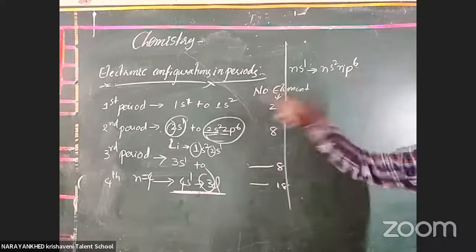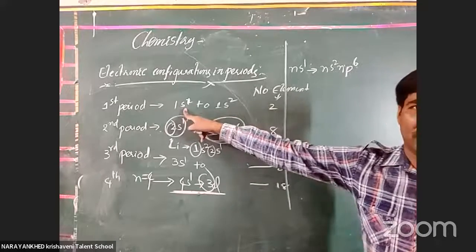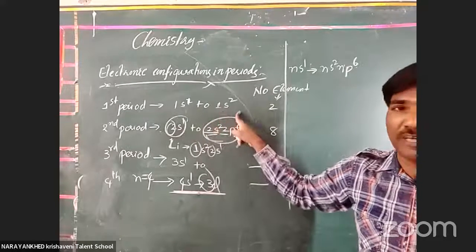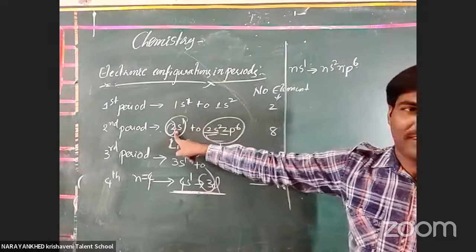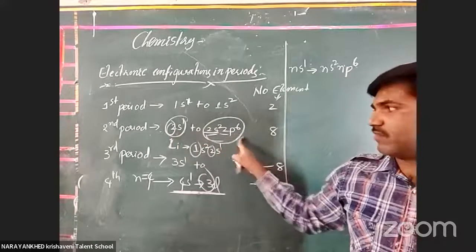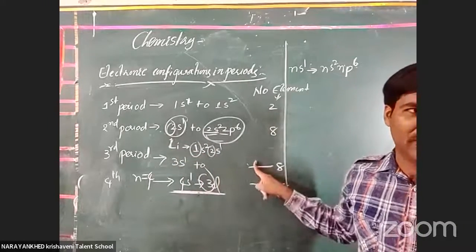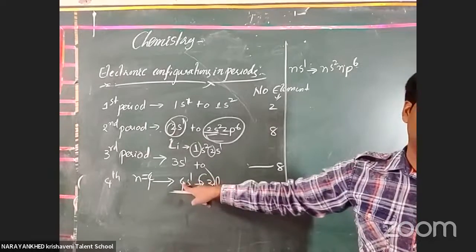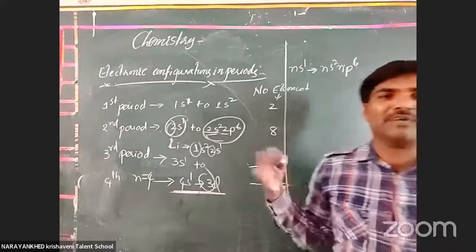First period: it starts with 1s1 and ends with 1s2. No p is available now; 1p is not possible. The second period starts with 2s1 and ends with 2s2, 2p6. Third one starts with 3s1 and ends with 3s2, 3p6. The fourth one starts with 4s1 and ends with 4s2, 4p6. Like that, it will be ended.